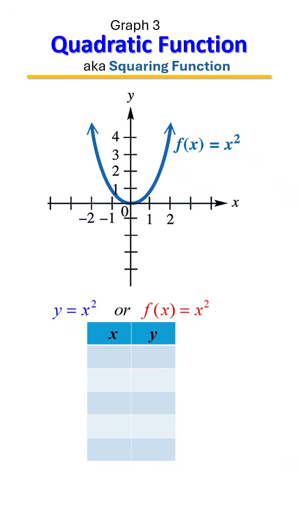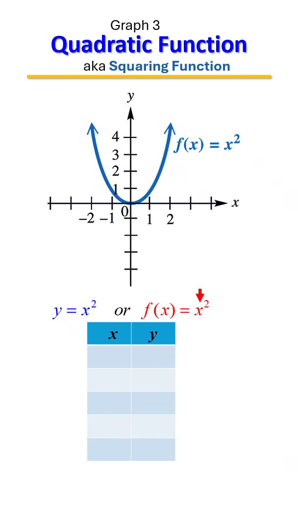And now let's discuss the quadratic function, also known as the squaring function. You'll always know this function because it will always form the shape of a U, and that U shape can either be facing upward or facing downward. Let's take a look at what type of values you can plug into this function.